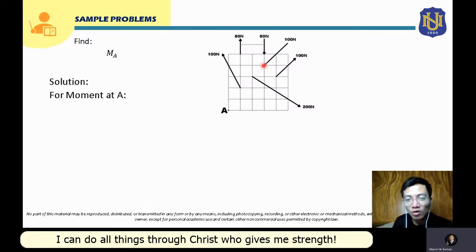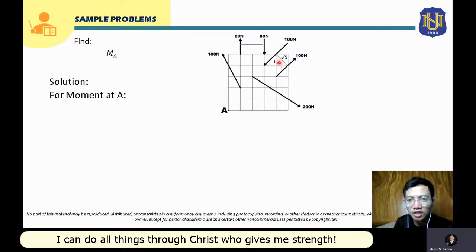It will be the same for these two 100 Newton forces. These are also a couple, right? These forces are a couple because they are parallel, non-collinear, the same in magnitude since they are both 100 Newton, and oppositely directed, meaning they are a couple. And from that, we can solve the magnitude of this couple. We just have to determine the perpendicular distance between them. The perpendicular distance between them will be this.